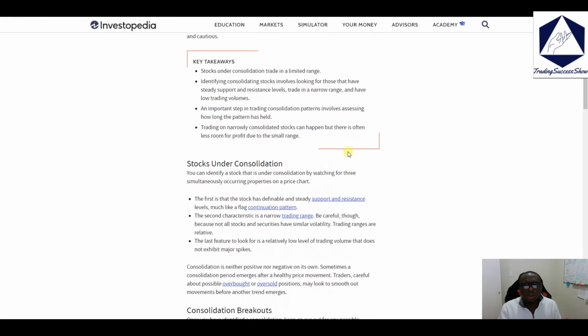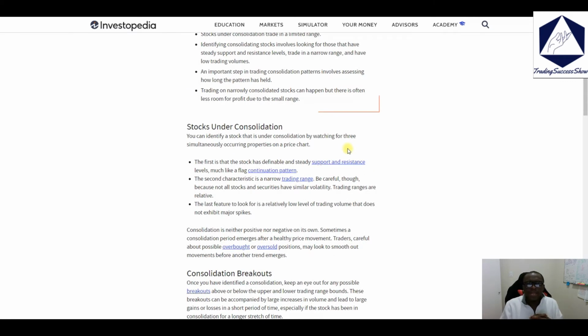Now, for another takeaway, an important step in trading consolidation patterns involves assessing how long the pattern has actually held, right? So how narrow it is, or how expanded this consolidation phase really is. Is it overbought, or is it oversold? You want to know what range this really is, right?